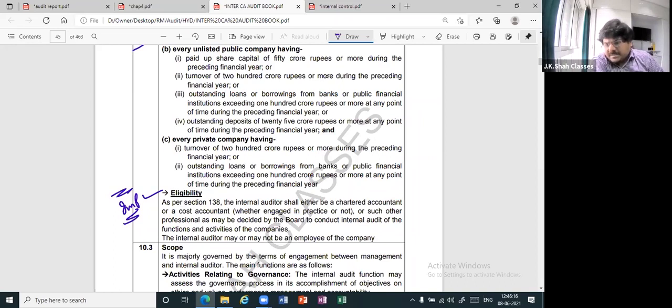Done? Trust me, if you are paying attention, you'll understand. That I hope is either a chartered accountant or a cost accountant or such other profession as decided by the board. But I hope there is no specific qualification at all. The internal auditor may or may not be an employee. All cool?